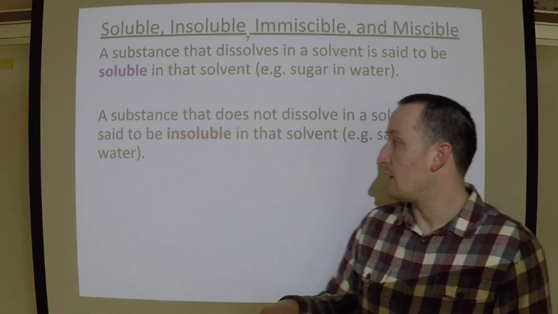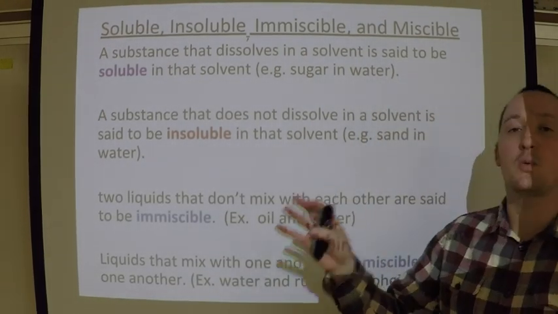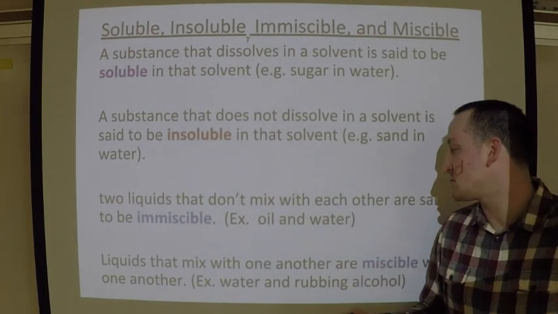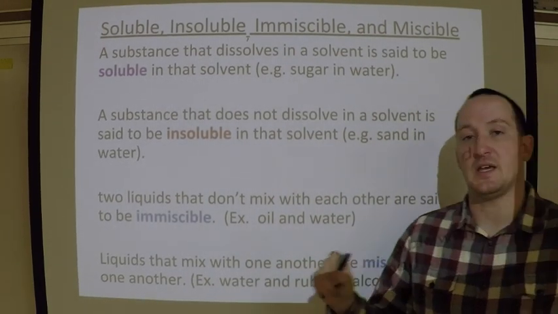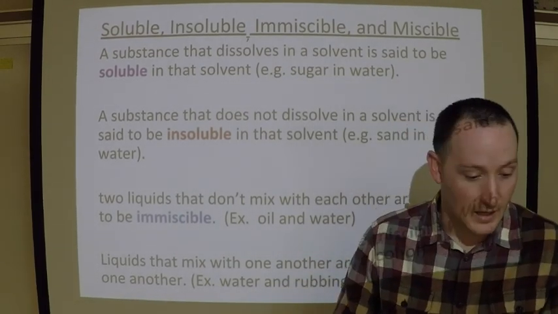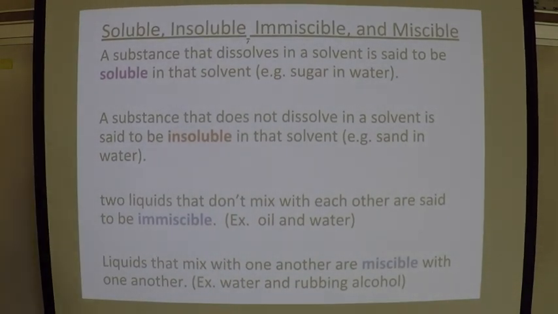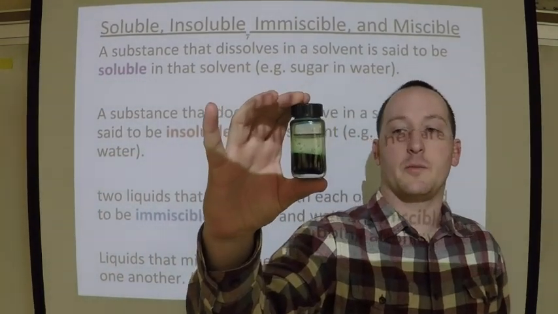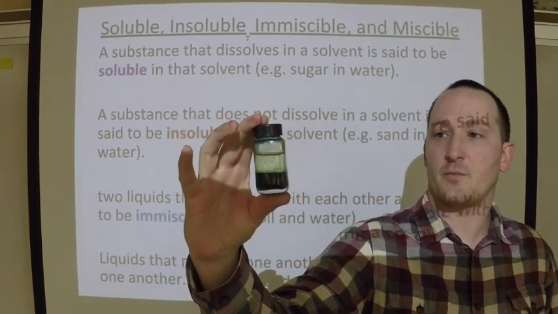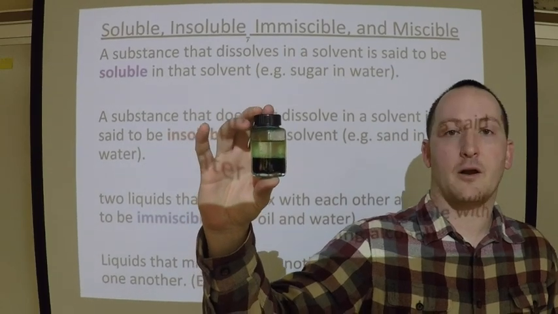The next type we'll talk about is miscibility. This is when we're talking about two liquids. Two liquids that don't mix with each other are said to be immiscible, something like oil and water. I've got an example of that for you. Here is an oil and water mixture. It forms two layers. I'm sure you have seen something like this before, but the oil layer is on top and the water layer is on the bottom.